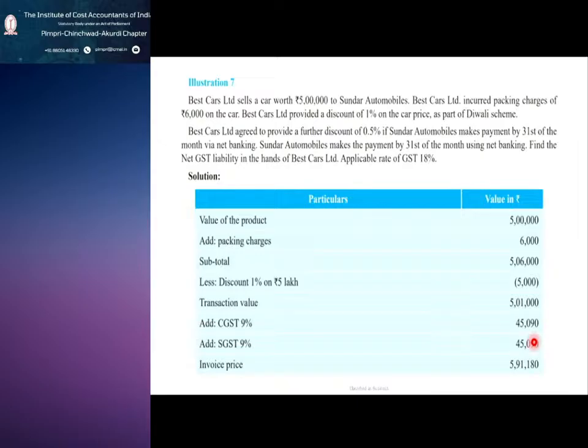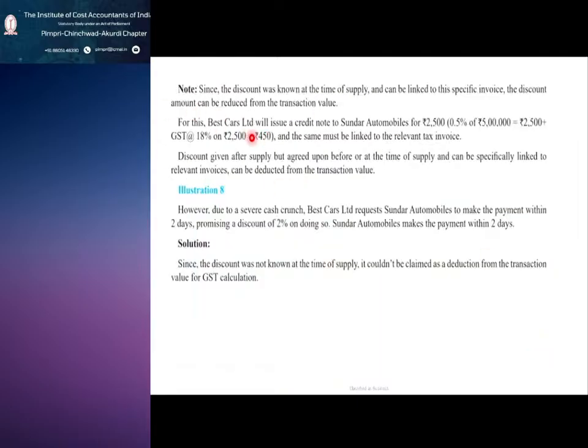There is one more additional point, which is given in the notes only. The discount was known at the time of supply and can be linked to this specific invoice. The discount amount can be reduced from the transaction value. For this, we can issue a credit note. Previously we were issuing an invoice, so now you are additionally giving the benefit to the customer. It is 0.5 percent.